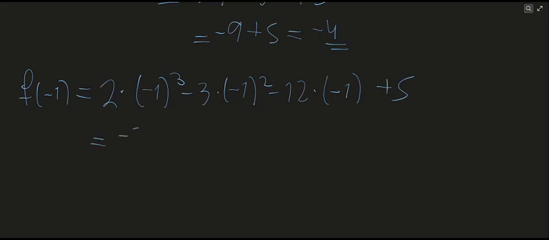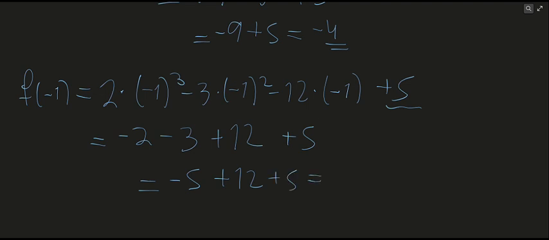We get negative 2, because negative 1 cubed is negative 1. That's easy enough. Now, negative 1 squared is just plus 1, so times negative 3, that's a negative 3. Negative 12 times negative 1 is plus 12. And this is a plus 5. So we got ourselves negative 5 plus 12 plus 5. That negative 5 plus 12 is 7. Plus 5 makes a 12.